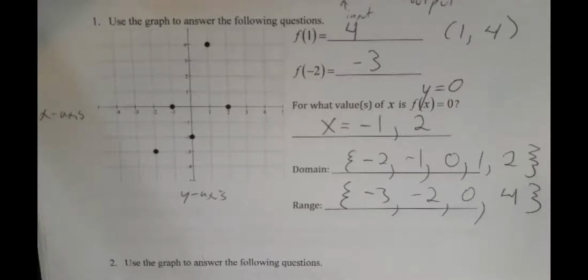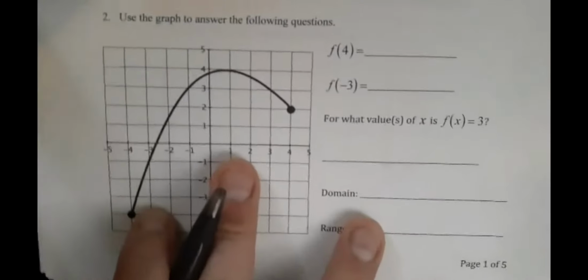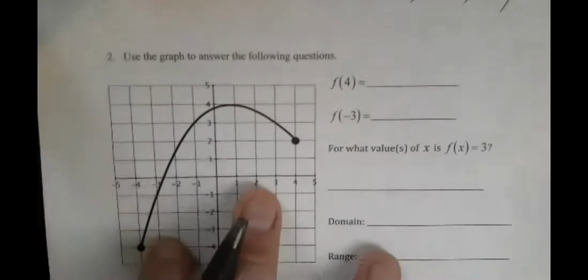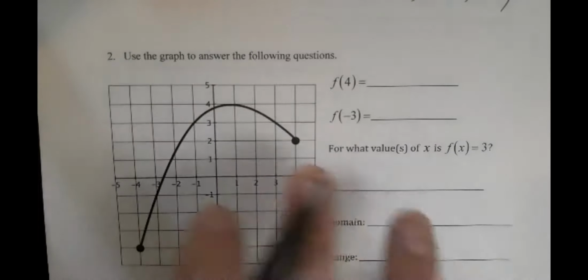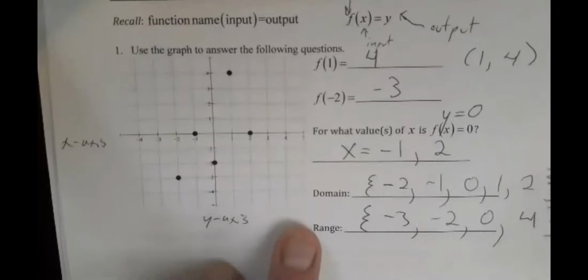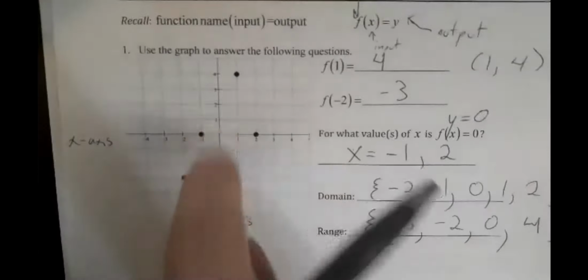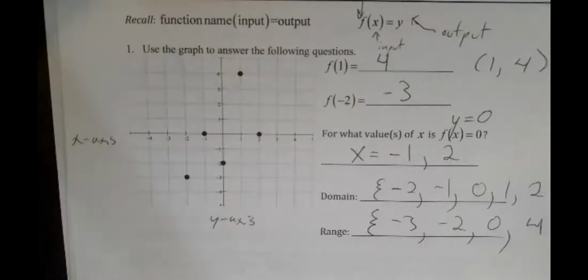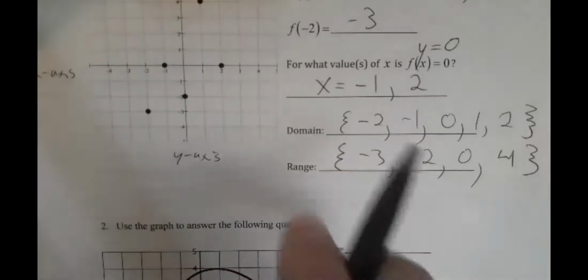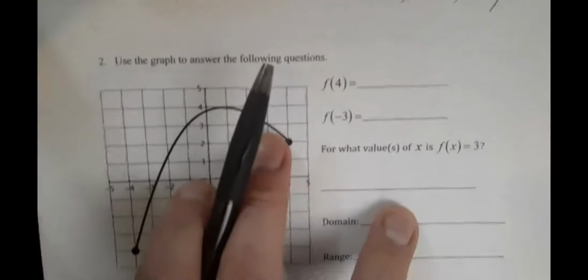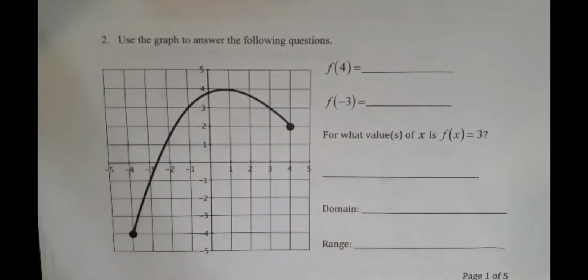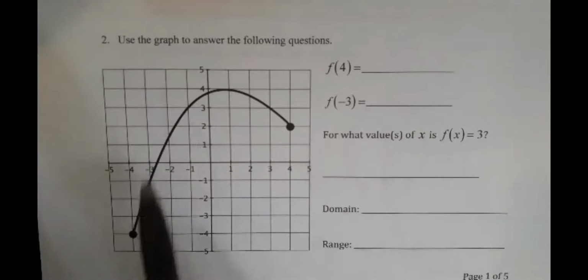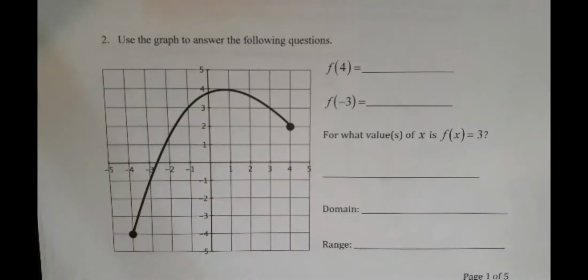Now we're going to look at the next graph. We're doing the same thing for the next graph. Okay. Although you might notice, maybe it's worth noting, these are all what they call a scatter plot, where they're just singular points. Our domain and range look like singular number values. This looks a little different. It's a curvy line.